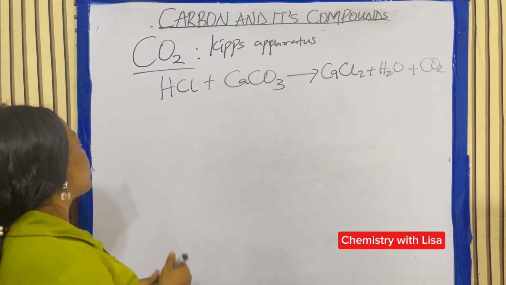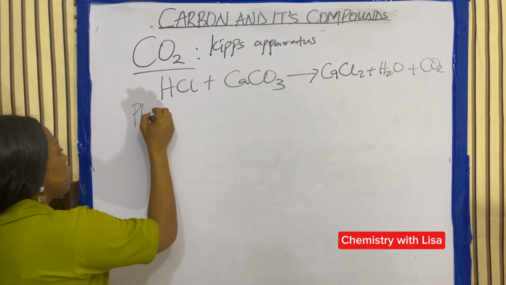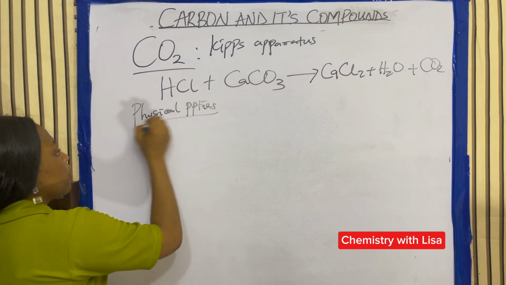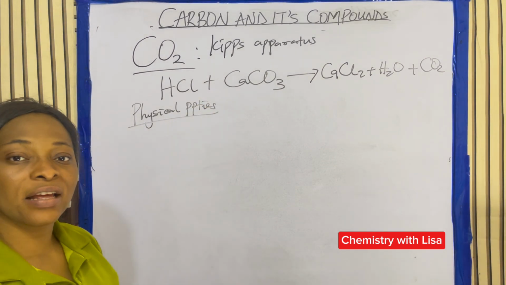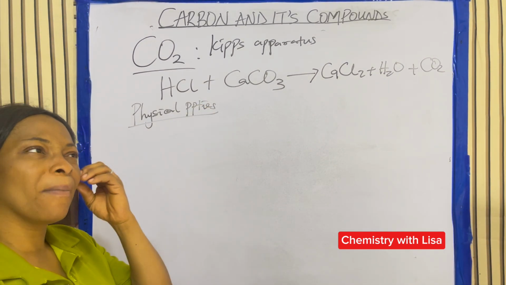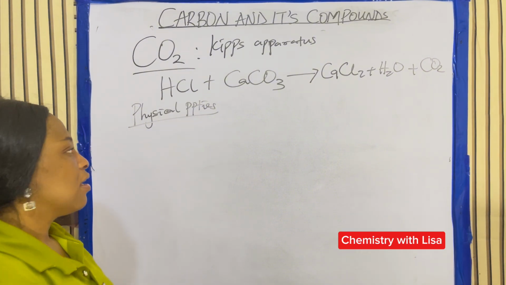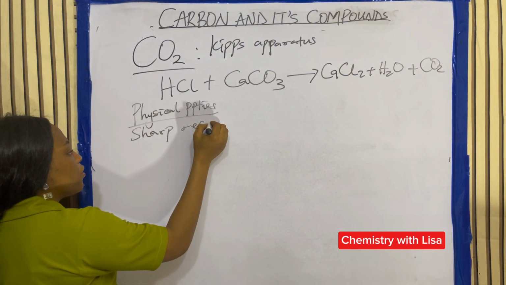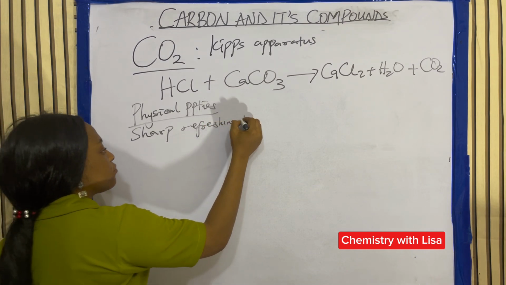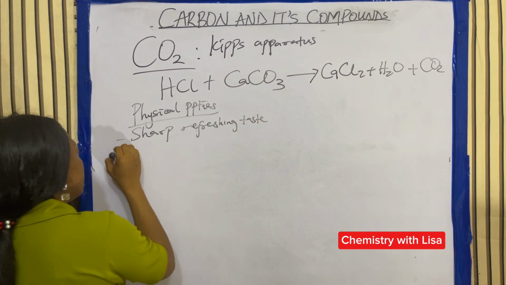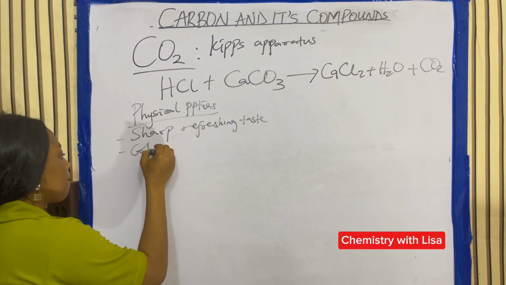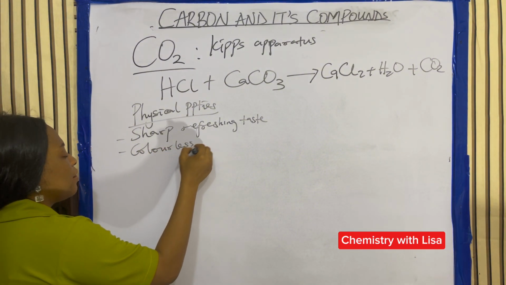Now let's look at the physical properties of carbon dioxide. What are the physical properties of carbon dioxide? The physical properties of carbon dioxide include, number one, the taste. It has a sharp, refreshing taste. Let's look at the color. It is colorless. And it is odorless.